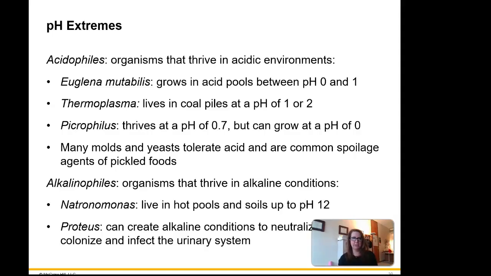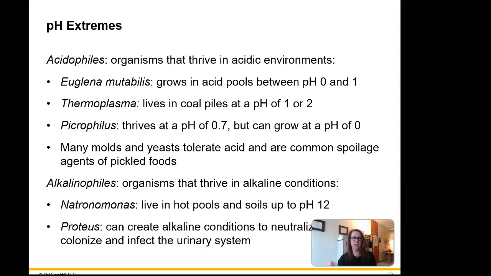Thermoplasma also lives in low pH. Here they're referencing coal piles, and Picrophilus is another one, low pH. And then it also mentions here on this slide and in the book, many molds and yeast tolerate acid. So this is why in something like pickles, I recently ate some pickles and I kept thinking, well, they don't taste bad, but they don't taste like normal pickles. So likely there was a food contamination in those pickles. So essentially, we know that yeast and molds can tolerate acid, so therefore could colonize and spoil food that has been pickled.